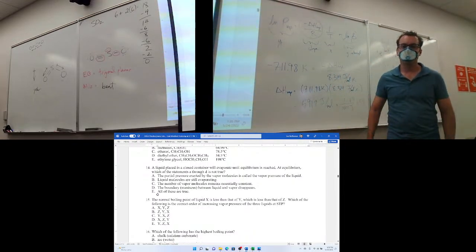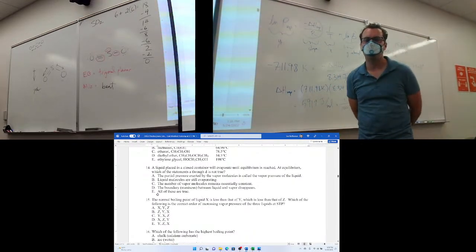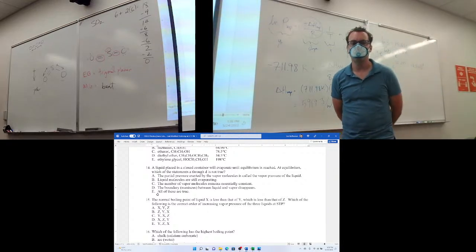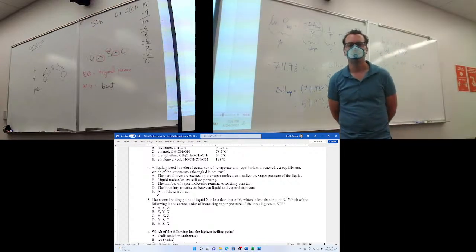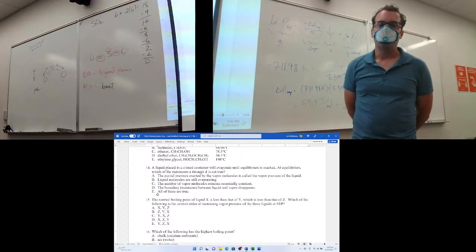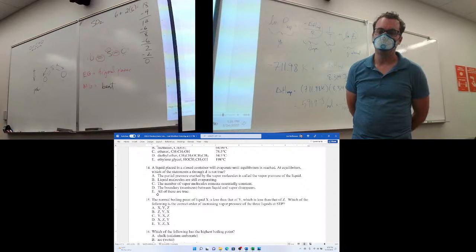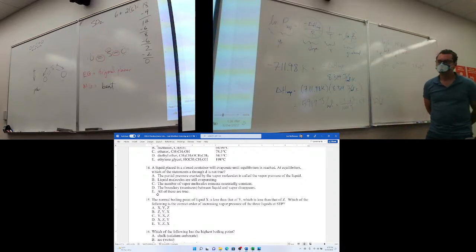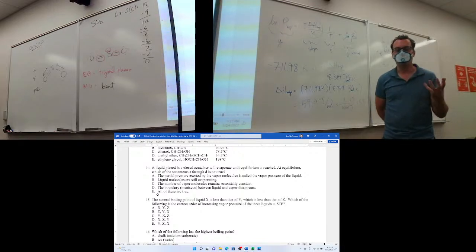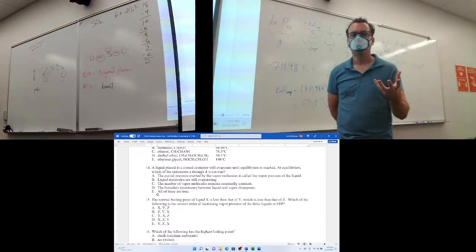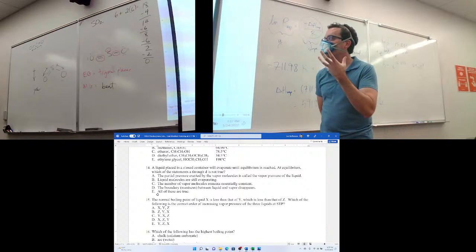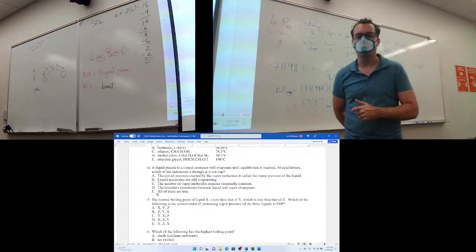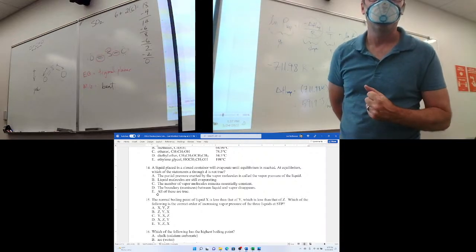A liquid placed in a closed container will evaporate until equilibrium is reached. At equilibrium, which of the statements A through D is not true? The partial pressure exerted by the vapor molecules is called the vapor pressure of the liquid. That's true. Vapor pressure correlates to the amount of gas particles there are, which is a partial pressure, now that we've understood gas laws.